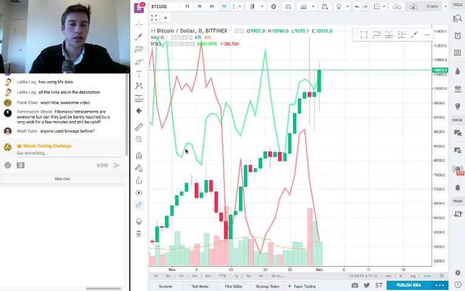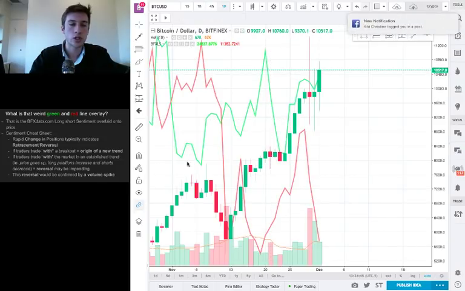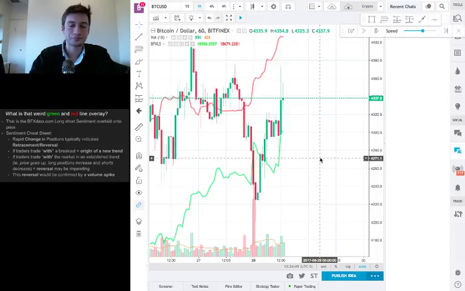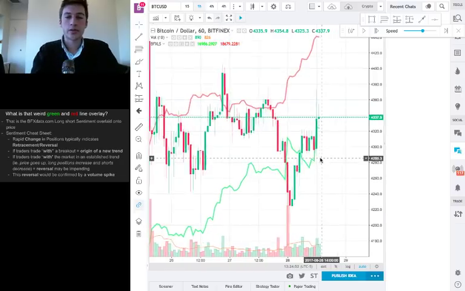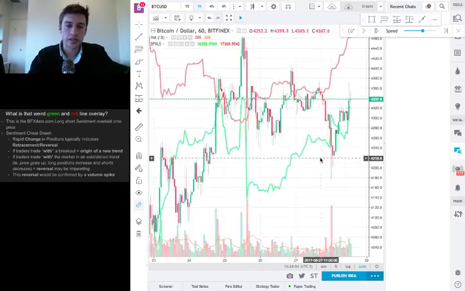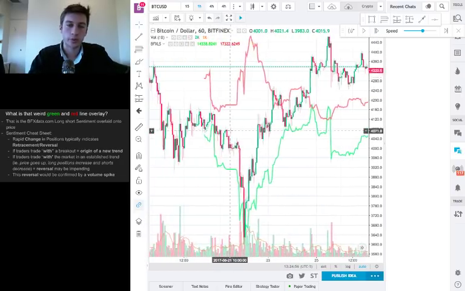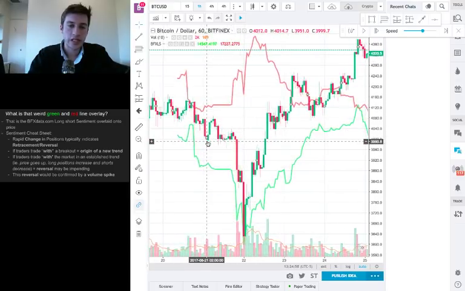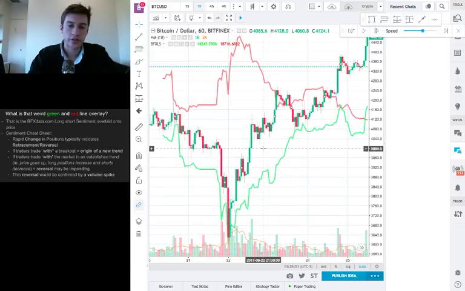Okay, so let me go to the cheat sheet and let's get started. I'm first going to ask you guys, let's first just look at this data and then we'll predict where price will go. So as we can see here, let's just start with this downtrend and then this uptrend here.